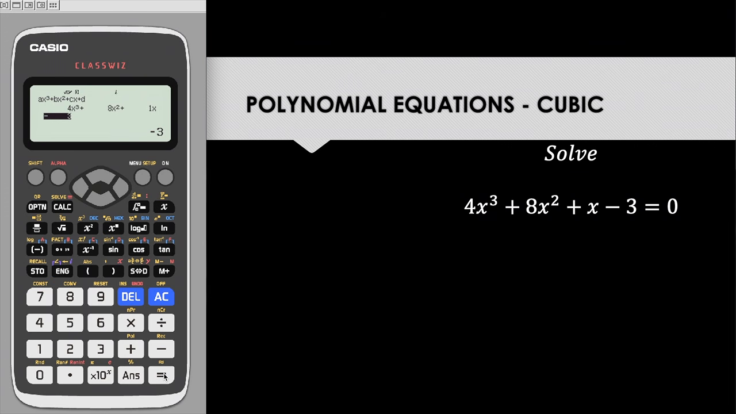So we select equals. Now I've already worked this out by hand. So I got my x values as 0.5, minus 1 and minus 1.5. So the first x value we've got is 0.5, which is correct. The second value is minus 1 and the third value is minus 1.5, so that's correct.